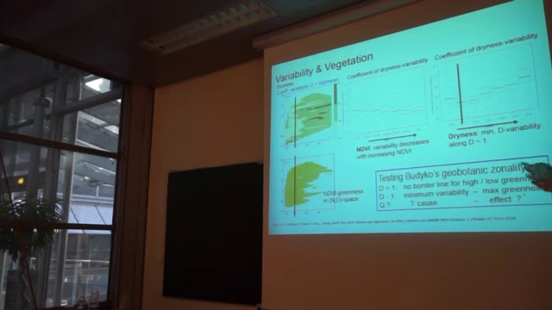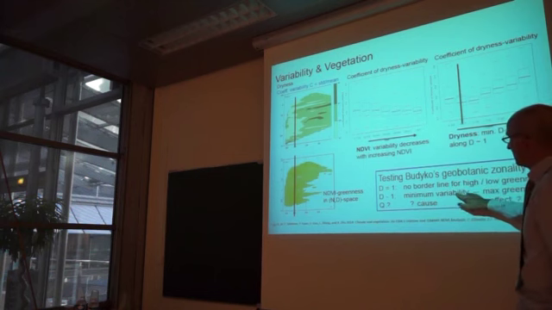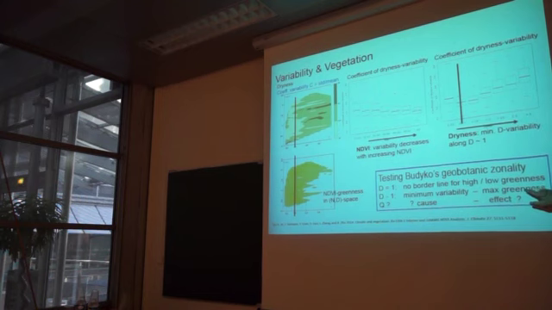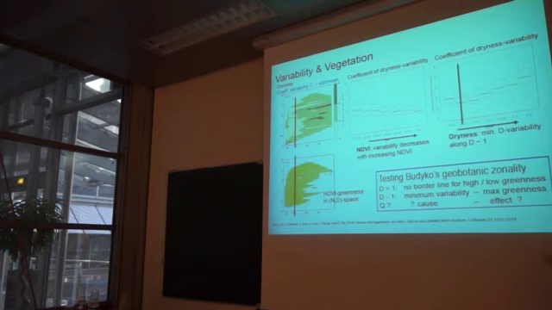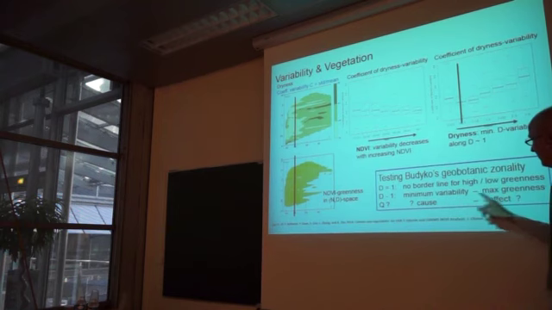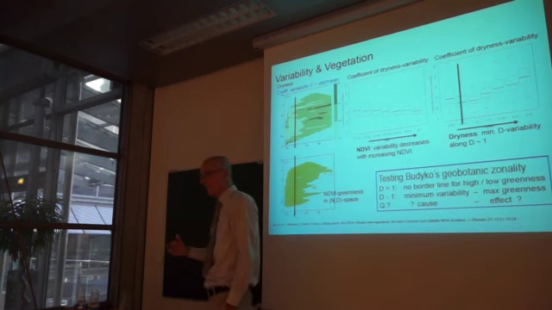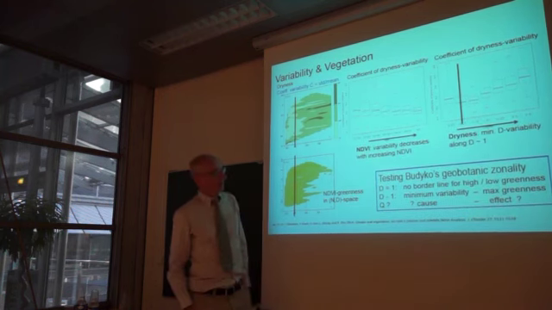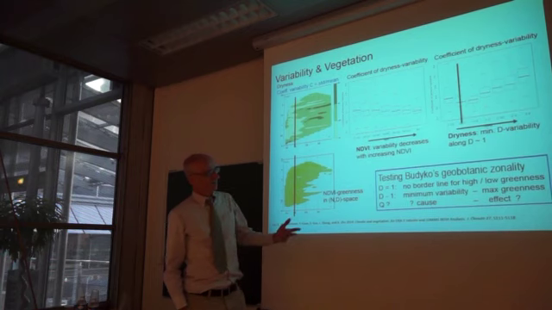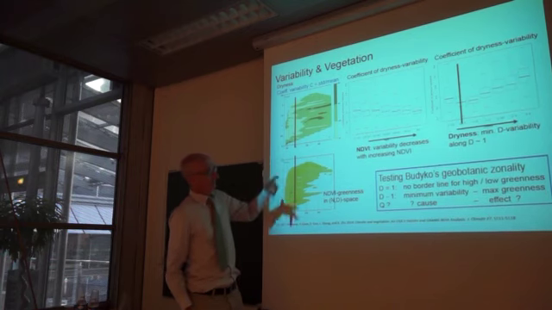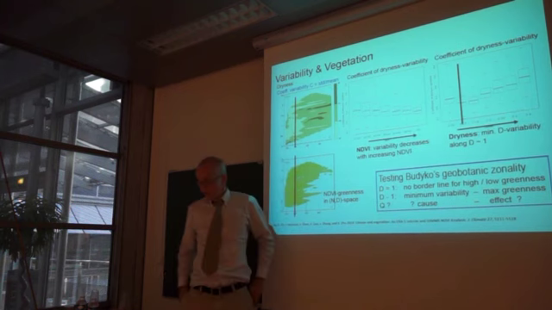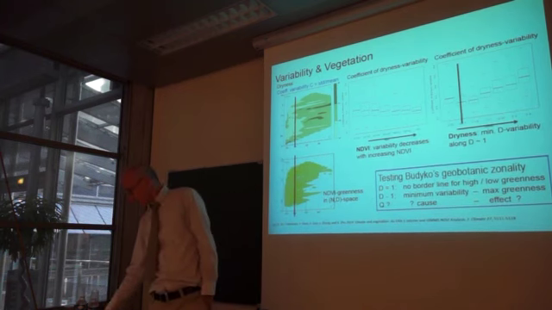The consequences are quite simple. We test Budyko's geobotanic zonality. D equals 1 doesn't seem to be a borderline, and the minimum variability in D occurs with maximum greenness. I think this is quite a nice coincidence, because maximum greenness seems to damp the variability of the system. The other way around, the system seems to be prone to let good vegetation grow strongly where the variability of the dryness is least.